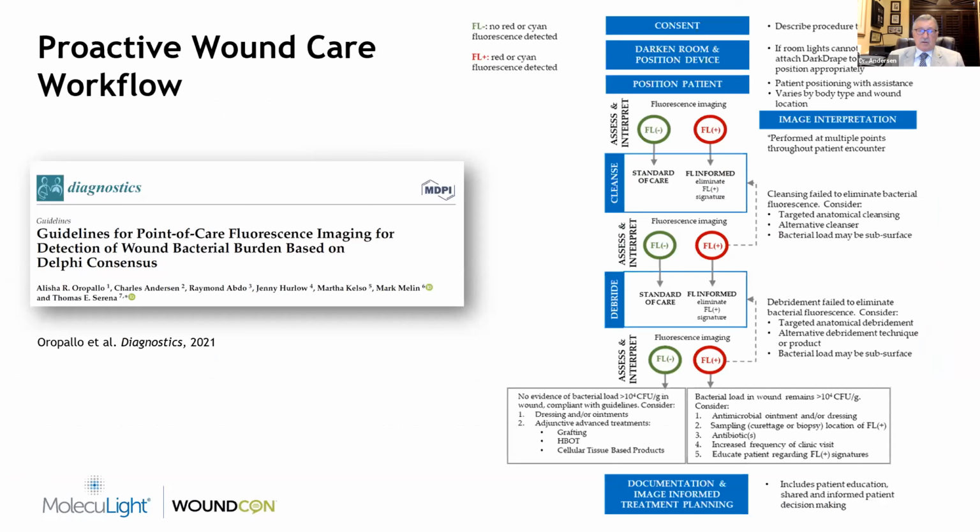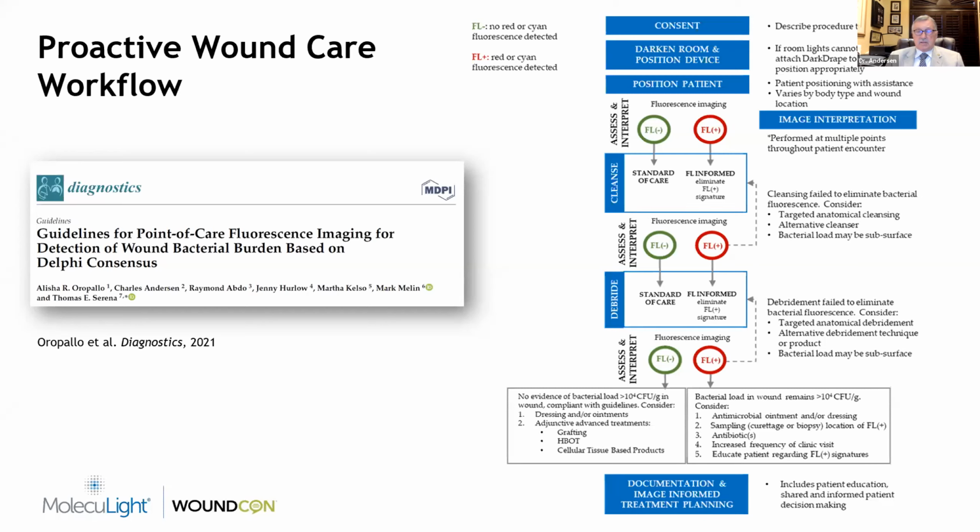This is an article that was just published last month. I was fortunate to be one of the authors. So we know now that we can scan for bacteria, so we have the ability to scan those wounds and detect greater than 10 to the fourth bacteria. The question becomes, number one, what patients do we scan? And number two, what do we do with the information that we obtain with that scan?